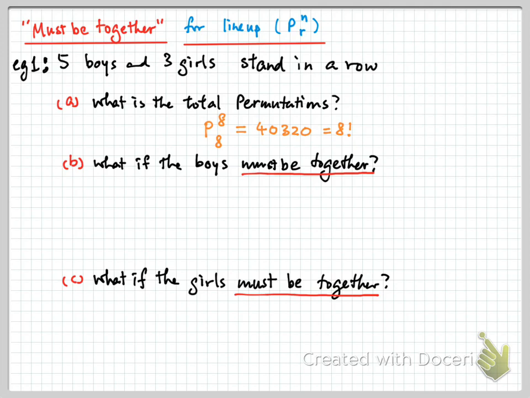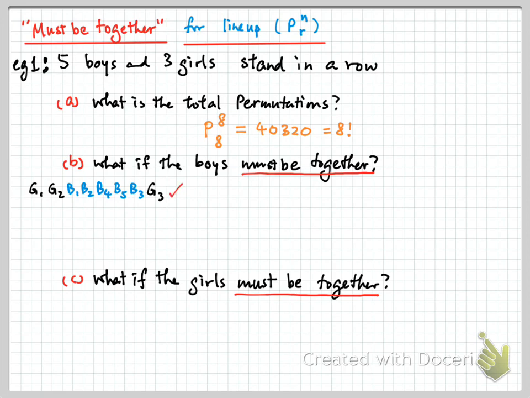What if, in part B, the boys must be together? Among all these different lineups, how many of them will have all the boys standing together? Which means that you can have the 3 girls, like girl 1, girl 2, all right? And then the 5 boys, B1, B3, B4, B5, B2, all right, like that. And then the last girl, right? This is okay, right? You have the boys together.